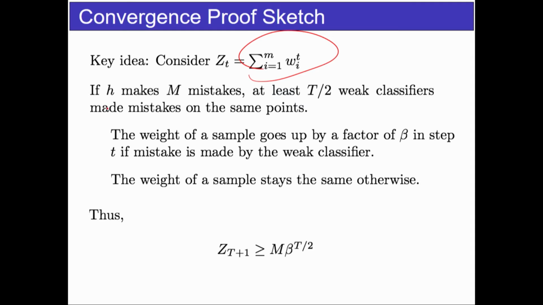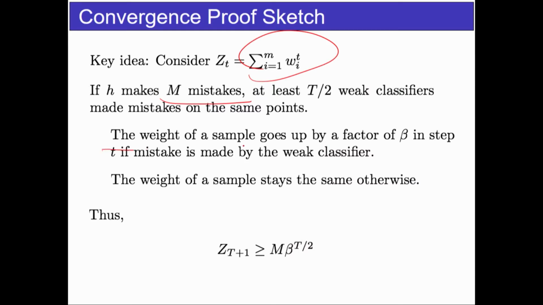So here's the idea. If your final classifier, H, makes m mistakes, and because you're using majority voting, that means that at least T by 2 of the weak classifiers must have made mistakes on the same points. Otherwise, because it's majority voting, why would T by 2 of the classifiers have made mistakes?